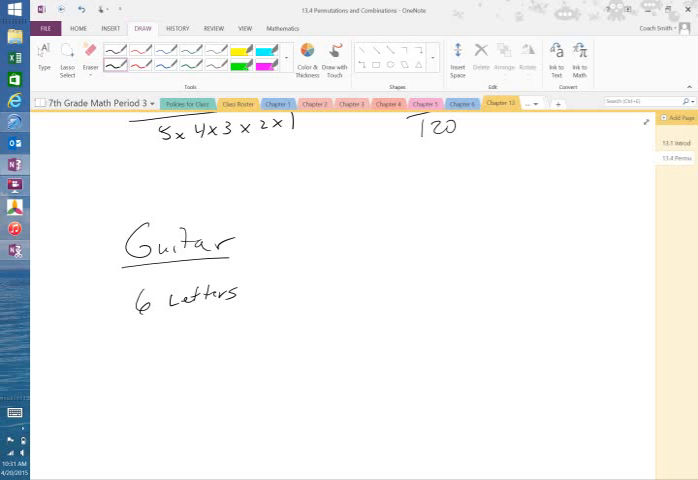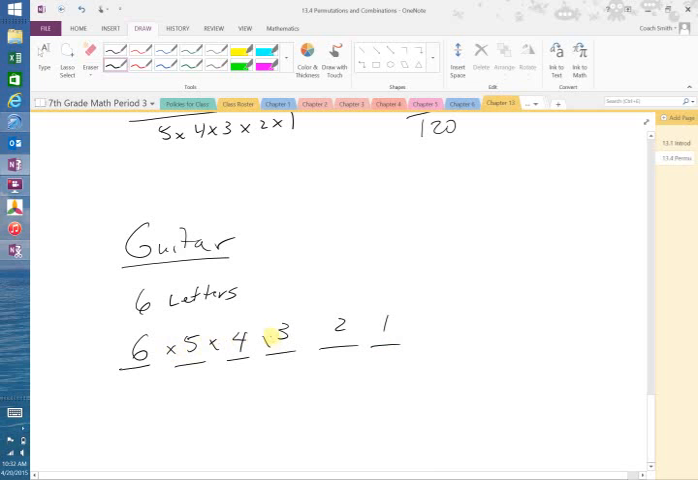It's a permutation because once I take the G out, there's no more G's, or once I take the U out, there's no more U's. And it does matter because of the word it may spell. It does matter what order the letters are in. For the first letter, there's 6 choices. For the second letter, there's 5 choices. For the third letter, there's 4 choices, 3 choices, 2 choices, 1 choice. And I multiply those together. That's 720 different ways.